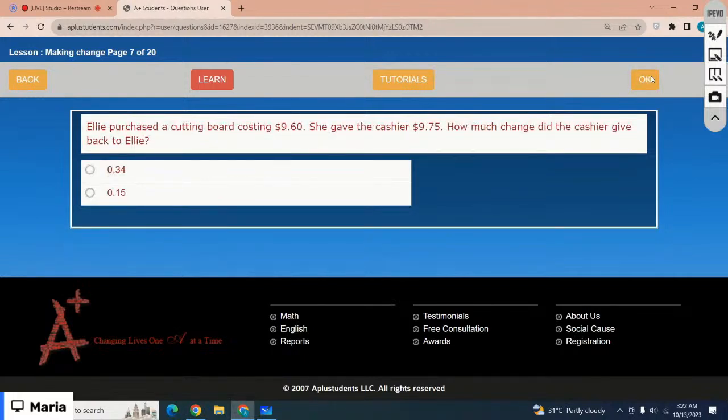Ali purchased a cutting board costing $9.60. She gave the cashier 9.75. How much change did the cashier give back to Ali? Which is the correct option? That is 0.04, not 4.